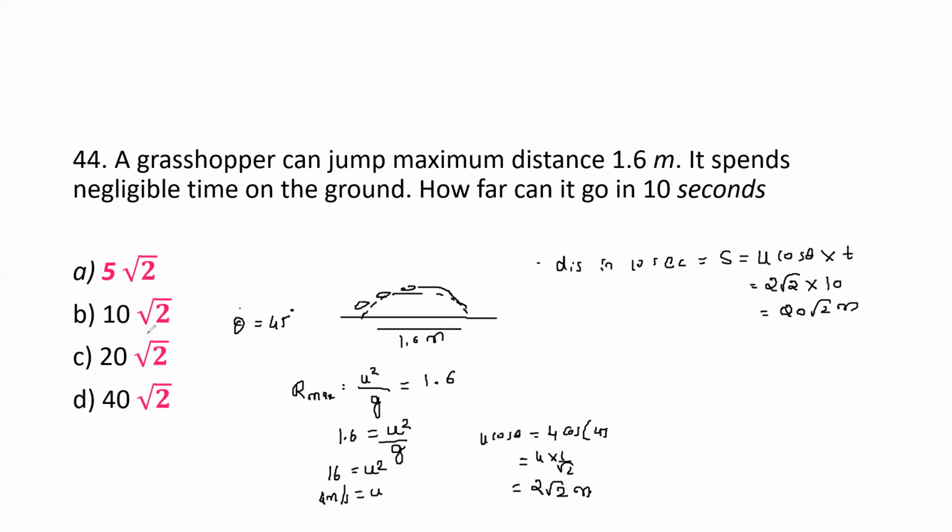So therefore, the correct option is option C. You can see here, a grasshopper can jump to the maximum distance of 1.6 meter. It spends negligible time on the ground. How far can it go in 10 seconds? That is given by 20 root 2. Okay, let us see the next question.